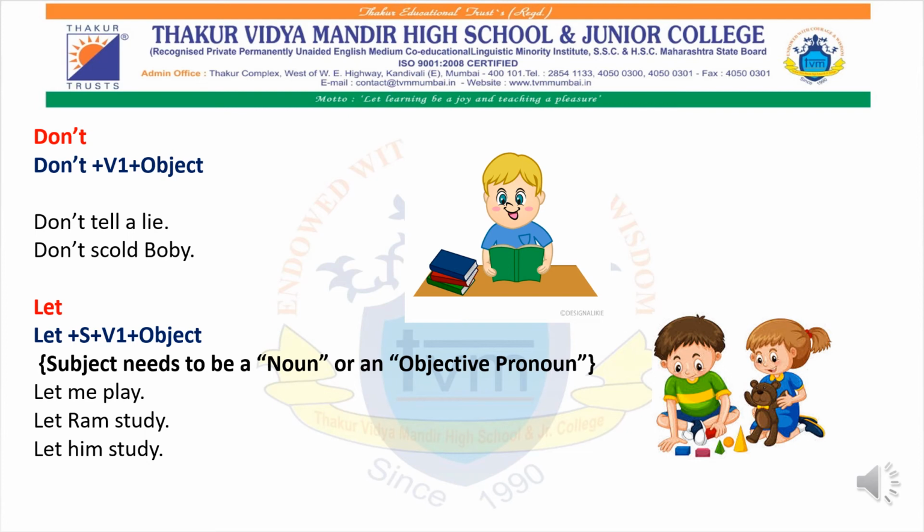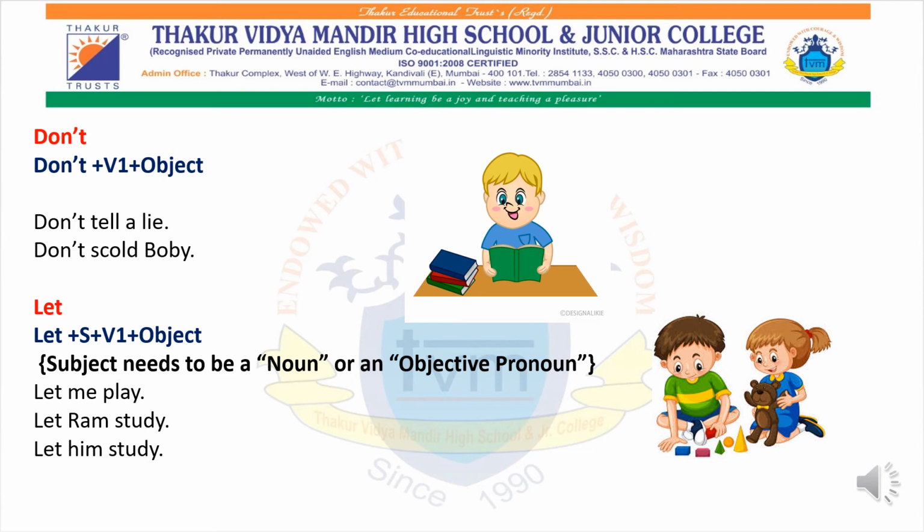And if a particular sentence is telling you not to do something, then we can use negative words like not or do not. What will be the structure? You have to add not first plus verb first form plus object. For example, don't tell a lie, don't scold Bobby.